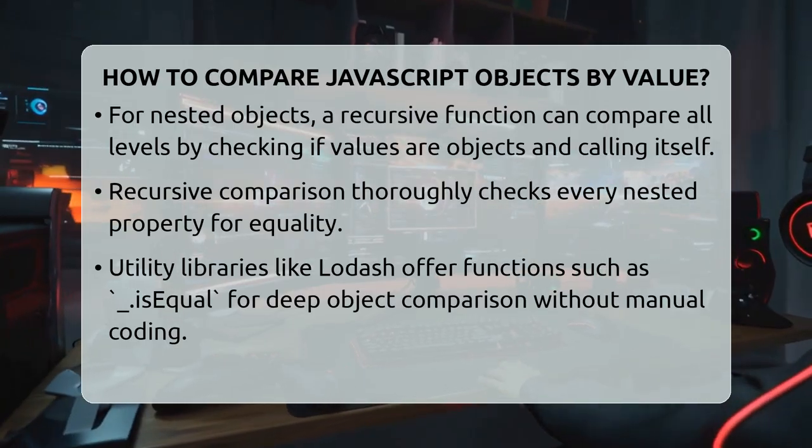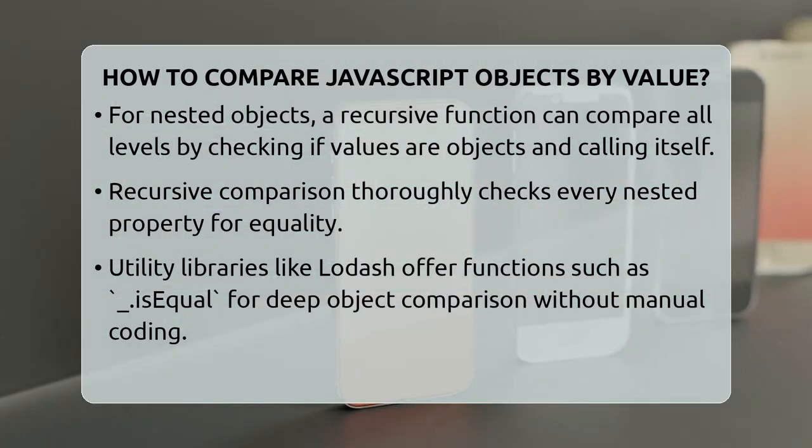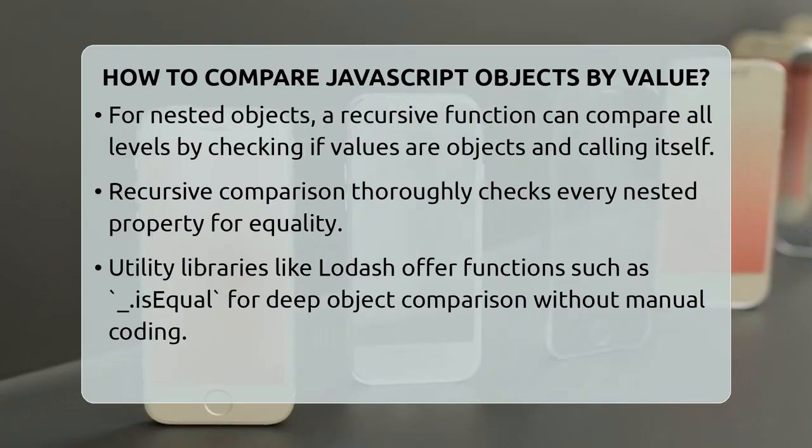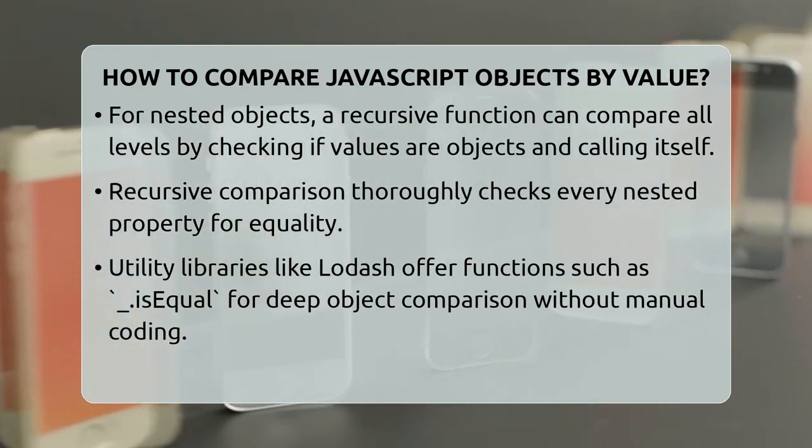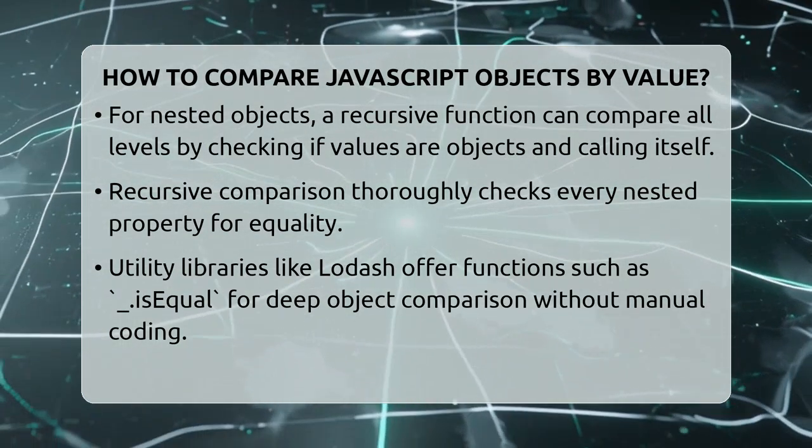But this method only compares the top layer. If your objects contain nested objects, this method won't catch differences inside those nested structures.